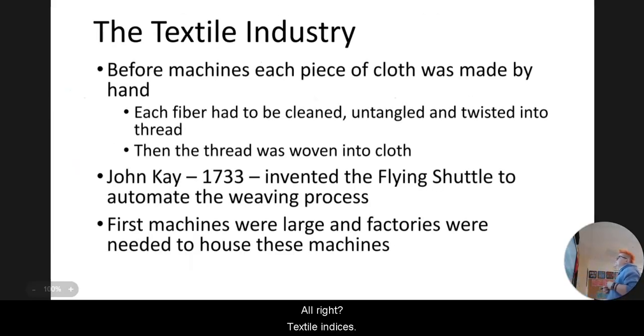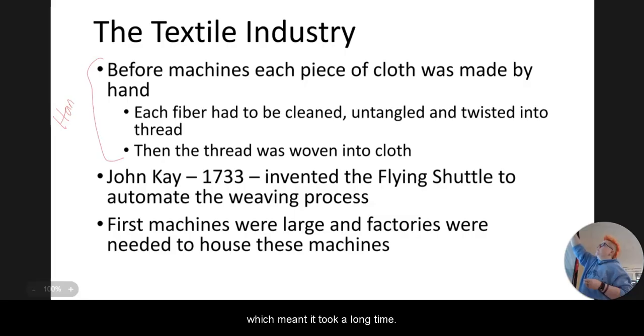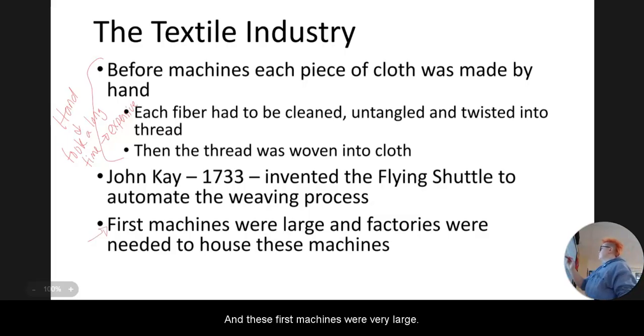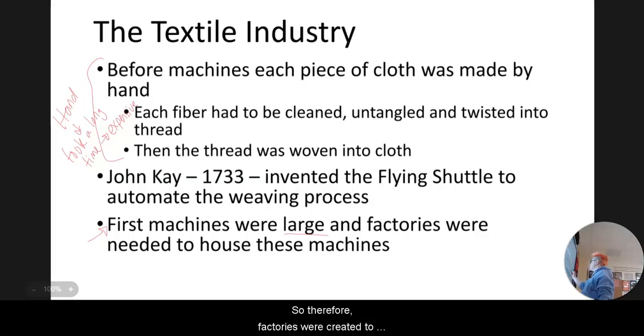All right, textile industry. So before machines were made, each piece of cloth was made by hand. Every fiber had to be cleaned, untangled, and twisted, and then the thread was woven into cloth. And this was all done by hand, which meant it took a long time and it was much more expensive. So John Kay invents the flying shuttle to automate the weaving process. And these first machines were very large, so therefore factories were created to house these large machines.